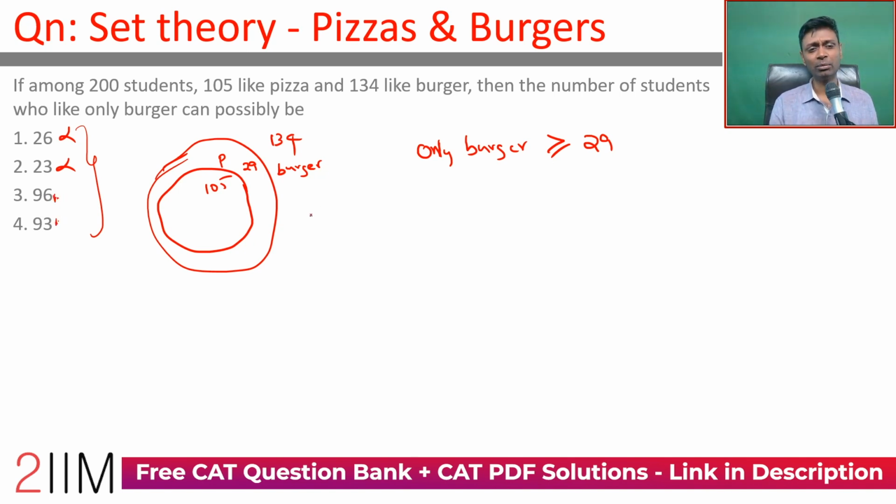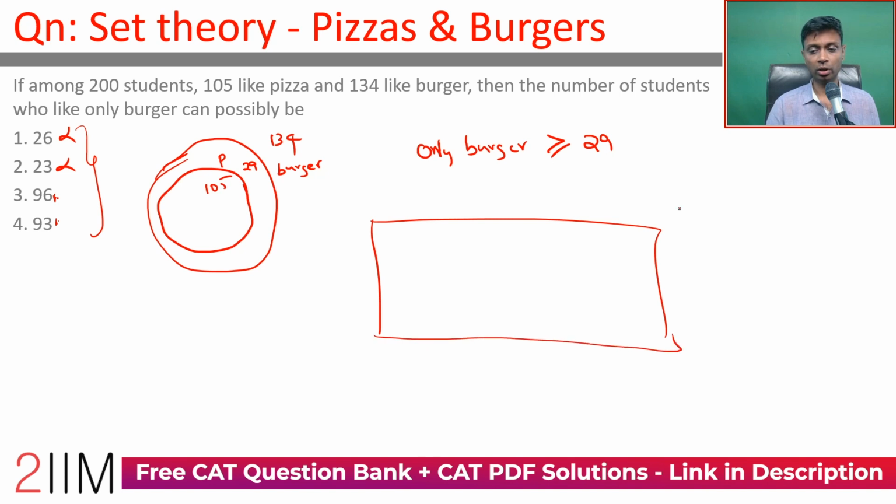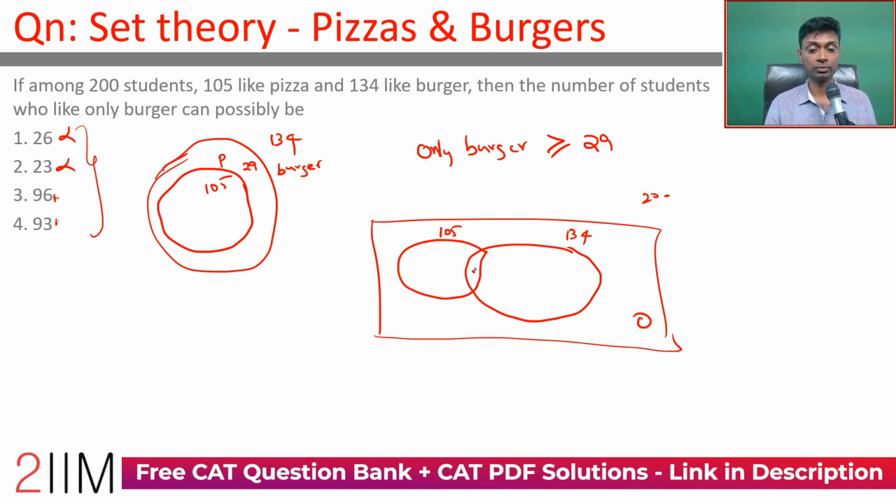Right, so if we're thinking about the upper bound, then we need to have as few people in pizza and burger. So we should drag this out of the 200 totally. The pizza and burger overlap should be as small as possible. This is 105. This is 135. This number should be as small as possible. So outside should be 0. Let's say this is x. So 105 plus 135 minus x should be equal to 200.